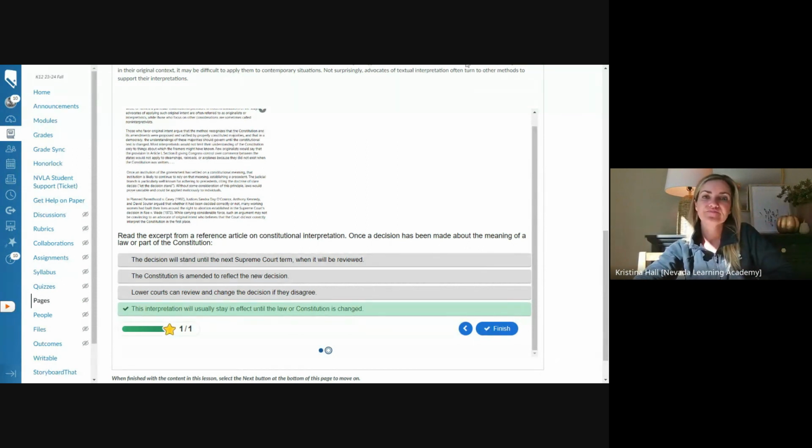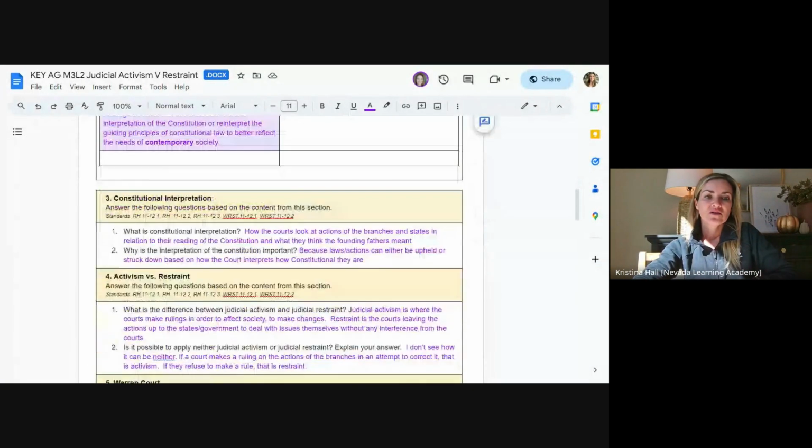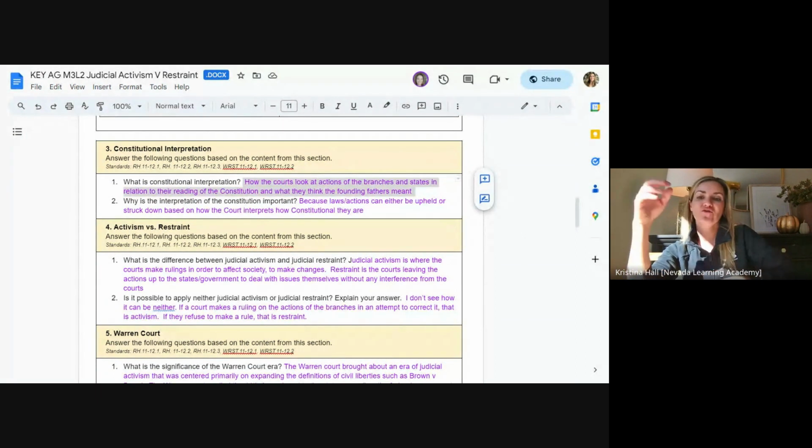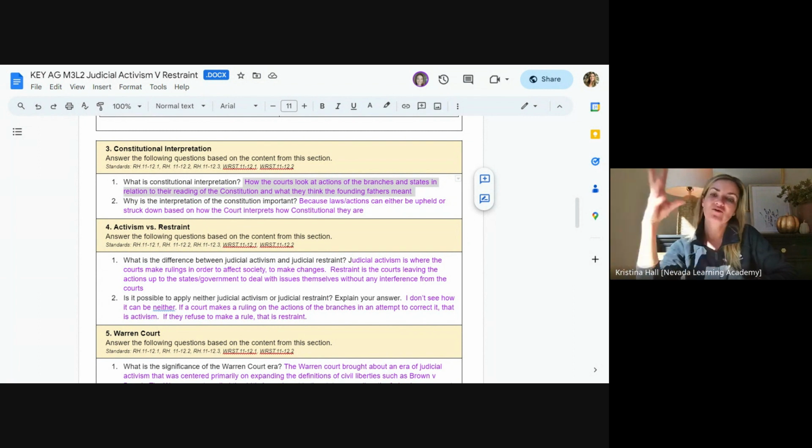Okay. So what is constitutional interpretation? It's how the courts look at actions and branches of the state in relation to the reading of the Constitution and what they think the founding fathers meant. So basically it's like trying to be a mind reader 240 years later. You know, what did they mean? What was their intent with what they wrote? How was that word interpreted then, and how do we interpret it now?